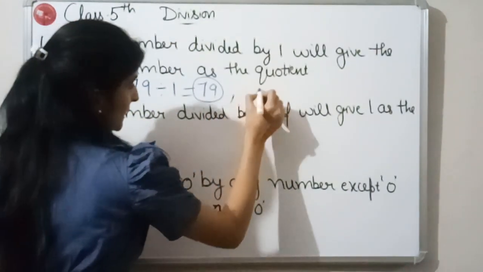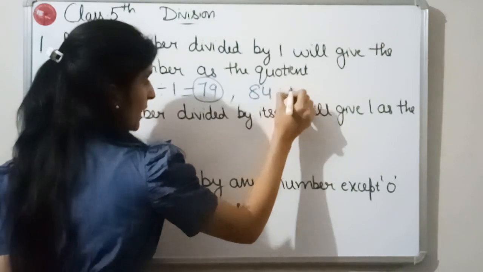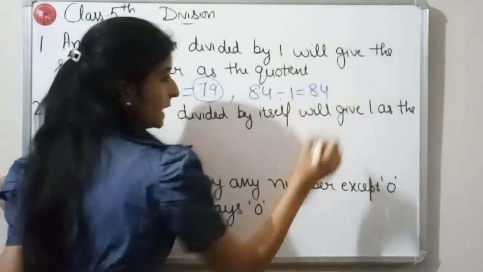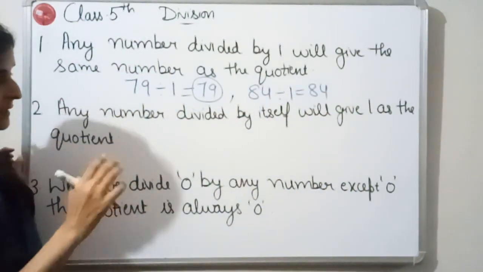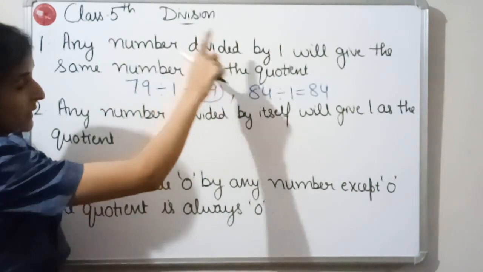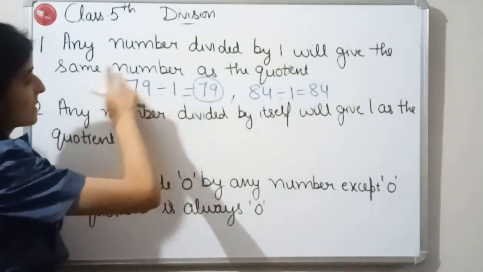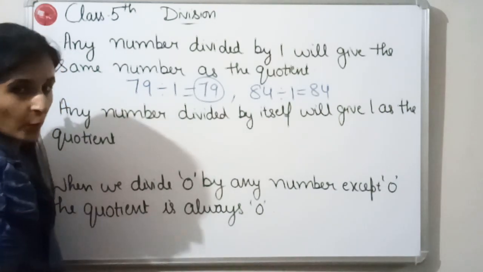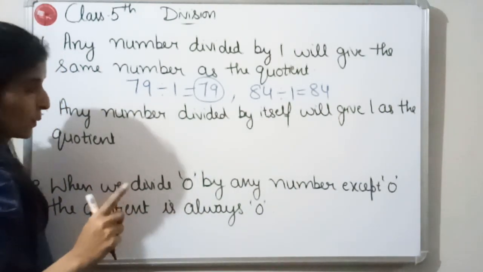Suppose I am taking 84. So 84 divided by 1 will be equal to 84. So what is the property here? Any number divided by 1 will give the same number as the quotient. This was our first property.